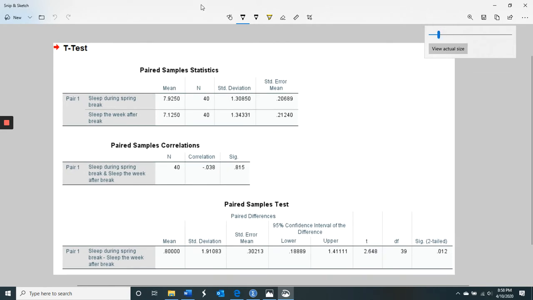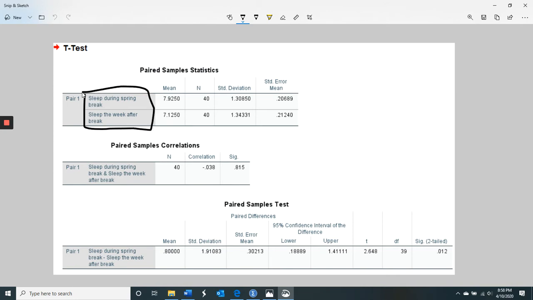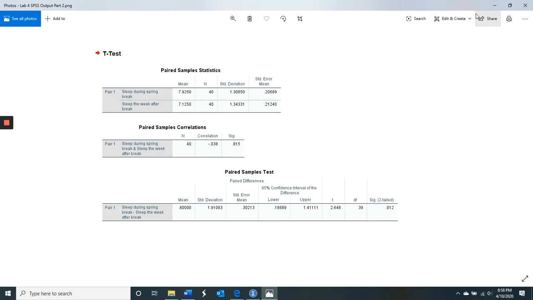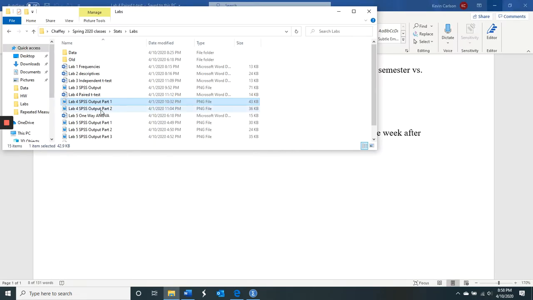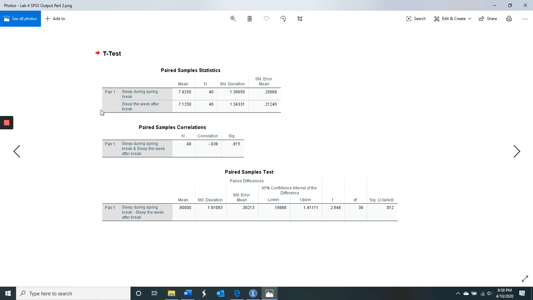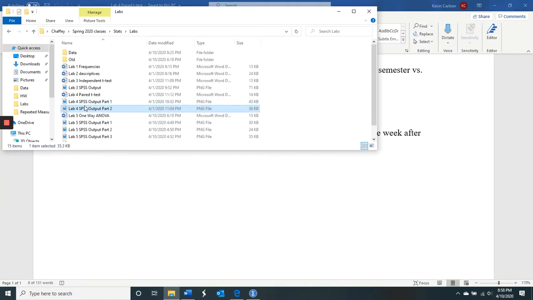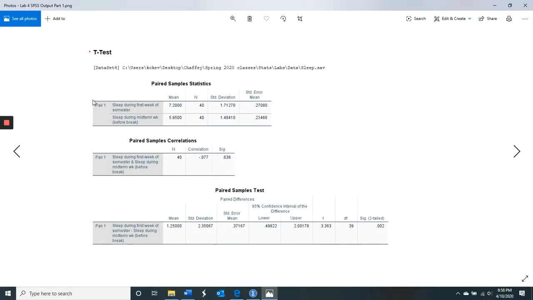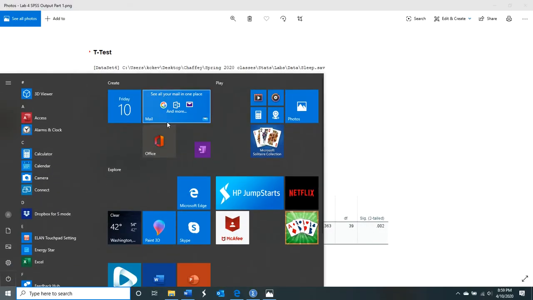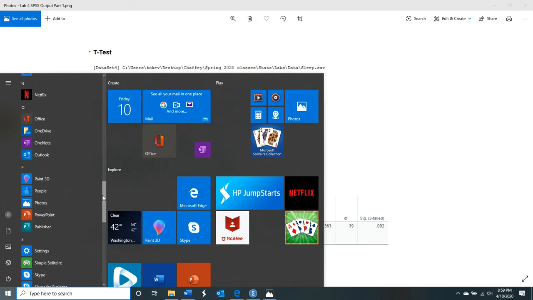Here's our data. It's similar to the independent t-test output. Here we're comparing not two groups, but 2 different times for the same people in terms of sleep. We're comparing spring break versus the week after. Oh, this one. I think I clicked the wrong one. Sorry about that. There's one here. Oh, that's weird. There we go. That's correct. Not sure what happened there. So first week versus midterm. That's the first one we were asked to look at.